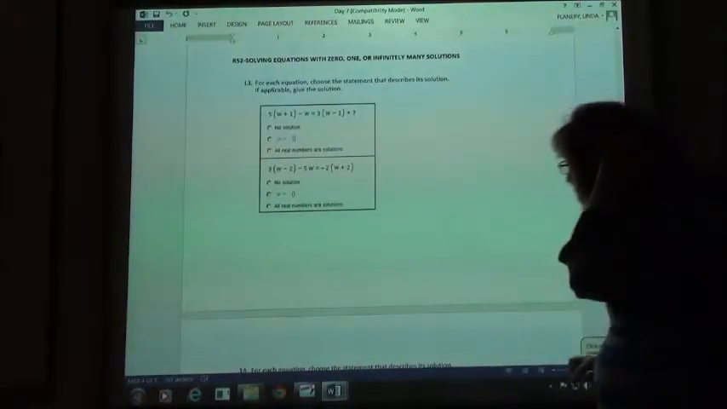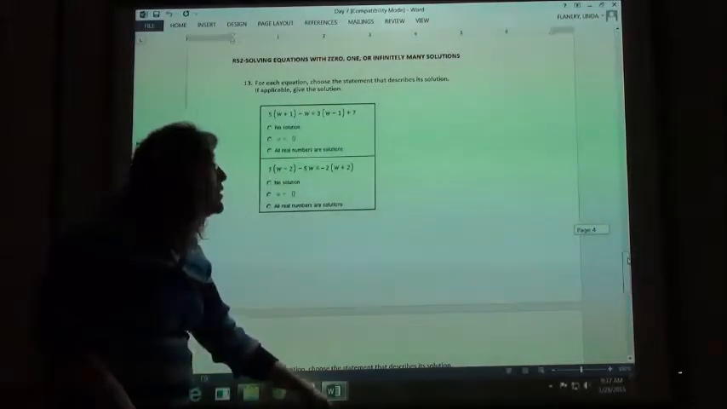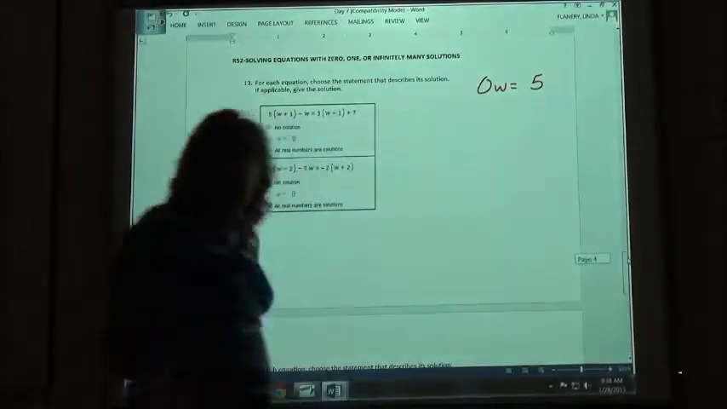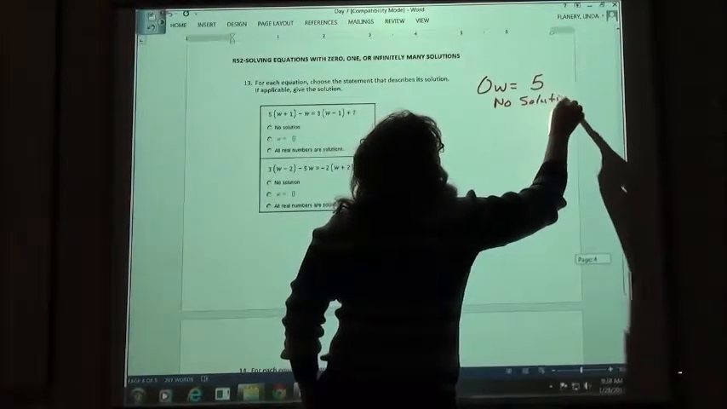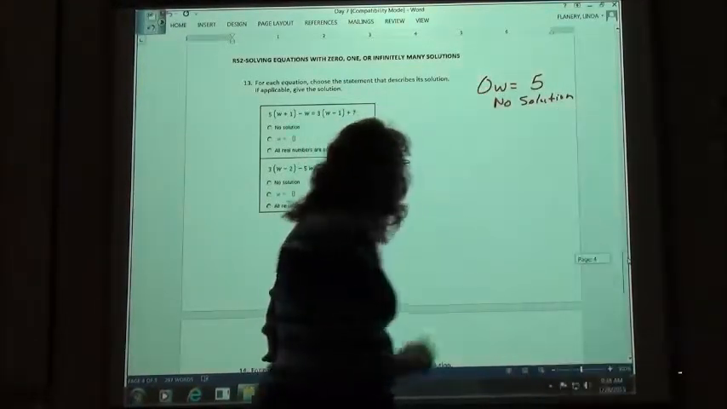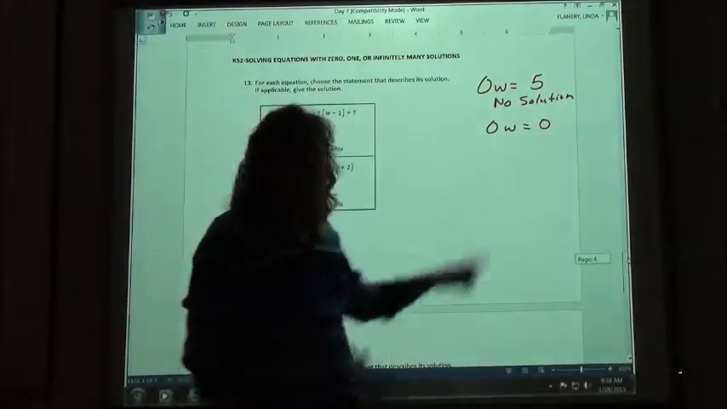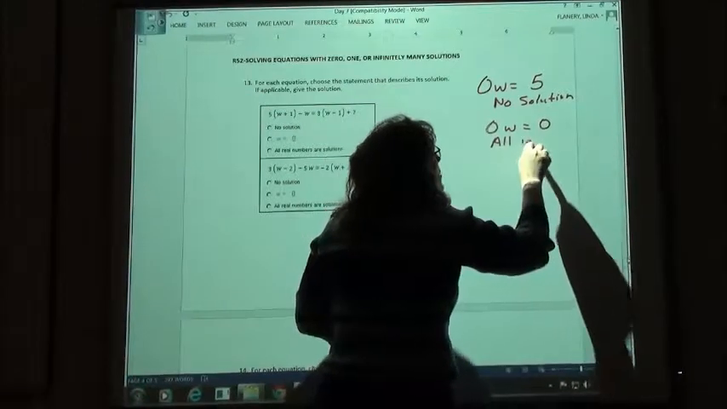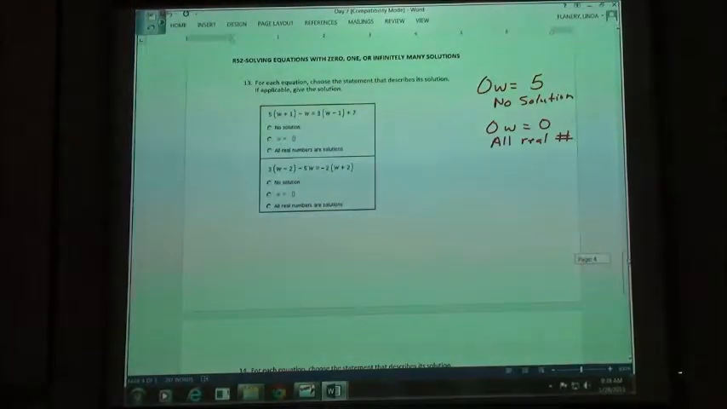13, 14, and 15 are solving those where you don't always get a nice answer. Sometimes we get a no solution answer, sometimes we get all real numbers are solutions. If you end up getting 0w equals a number other than 0, that's when you get the no solution, because I can't take 0 times anything and end up with a 5. If I get 0w equals 0, 0 times any number always is 0, that's the all real numbers are solutions. Otherwise, it'll solve like we normally solve it.